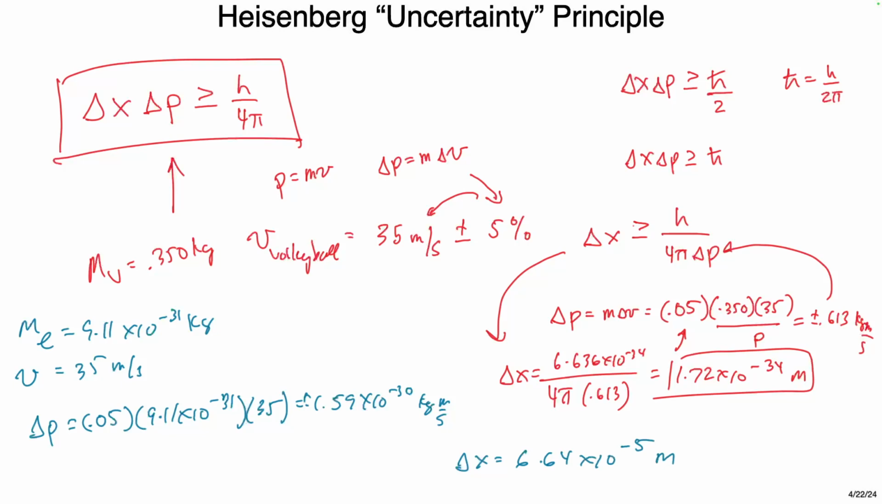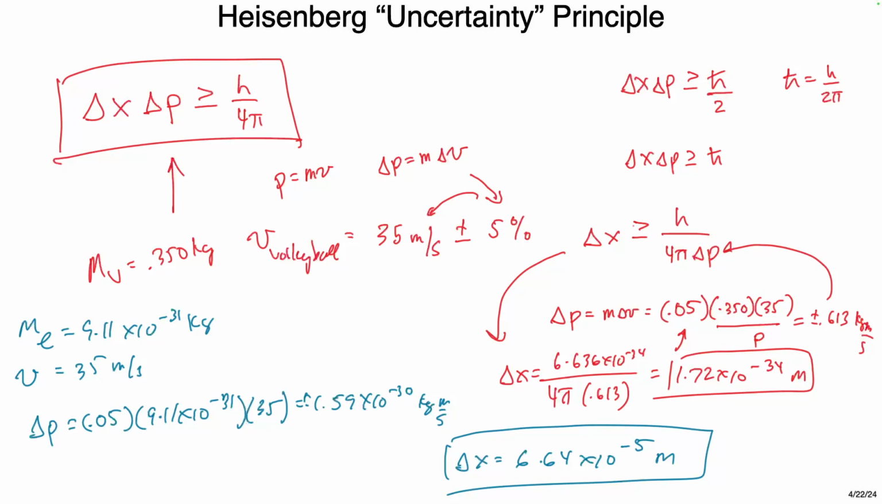Can we measure 10 to the minus 5 meters? This is like 66 microns. That's slightly bigger than your hair's width, which is dead easy for us to measure. That number right there is 100,000 times bigger than the radius of an atom.